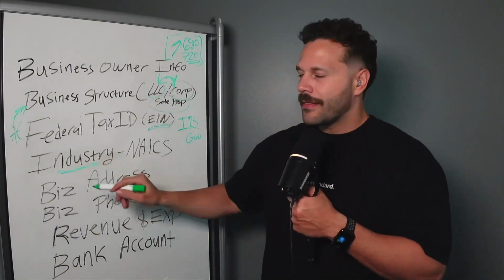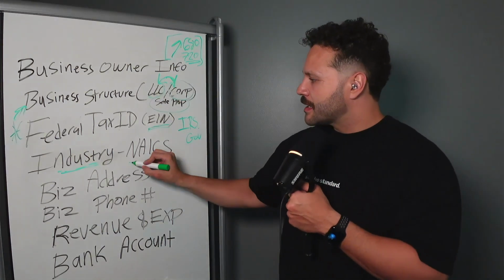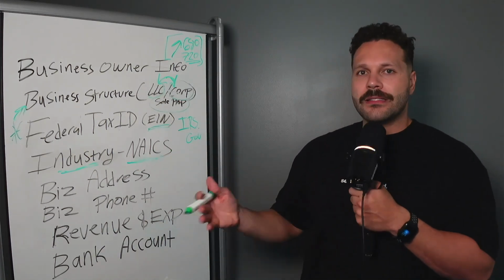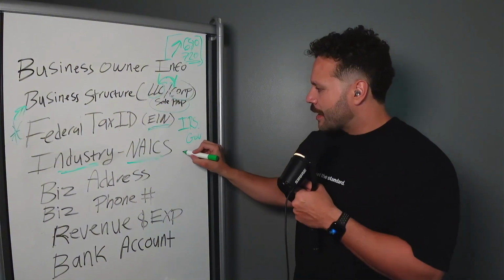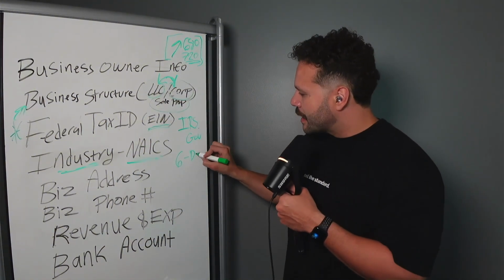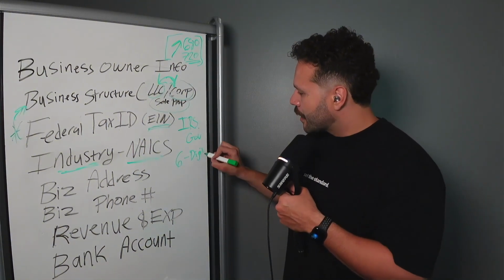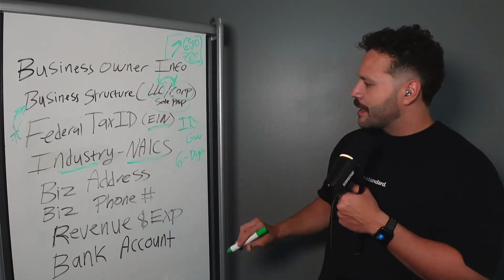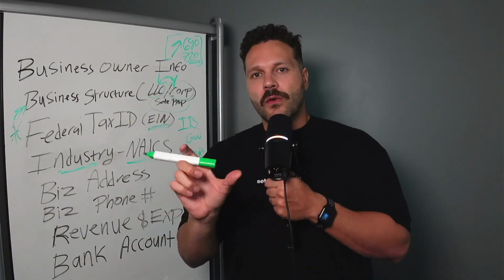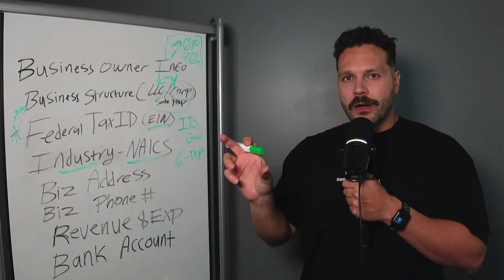Next up, you're going to get asked on the business credit card application, what is the industry that you are involved in, specifically your NAICS code. Now, this right here is going to be a 6-digit number. Running out of room here. This is going to be a 6-digit number that's going to go on the business credit card application.